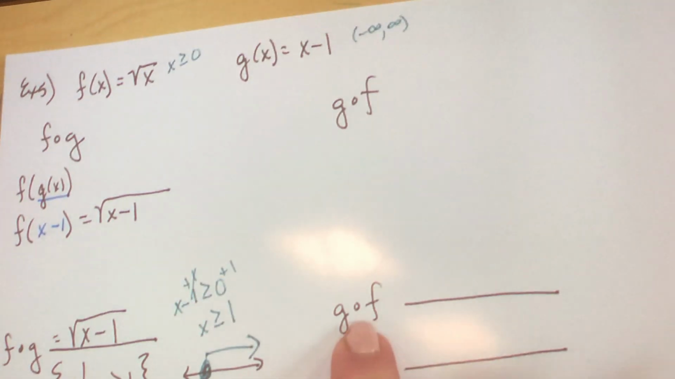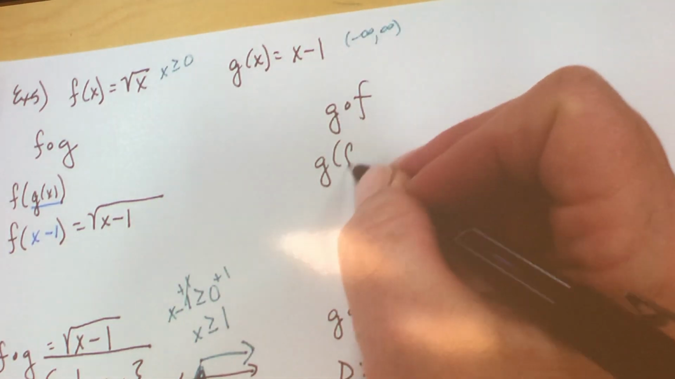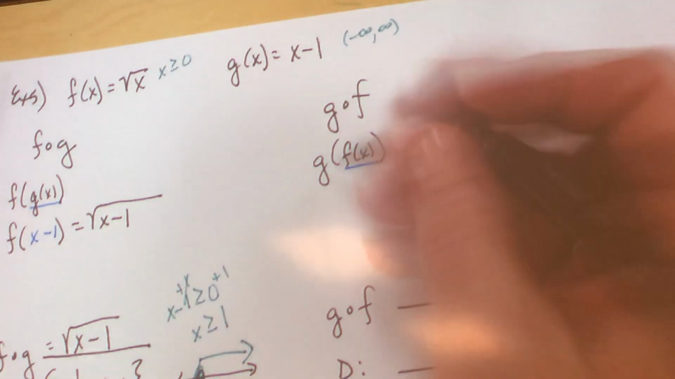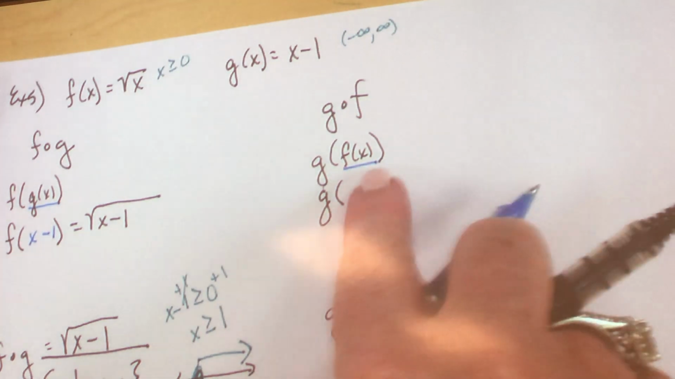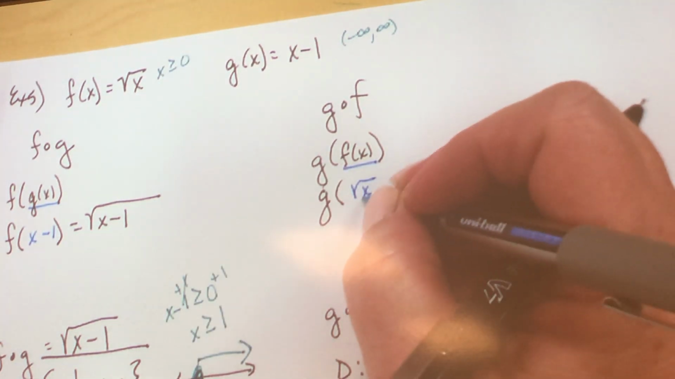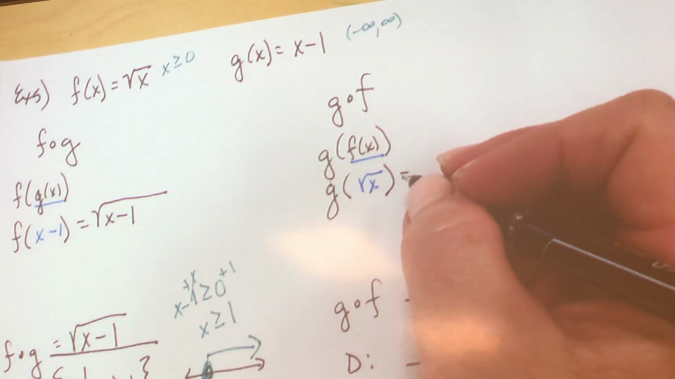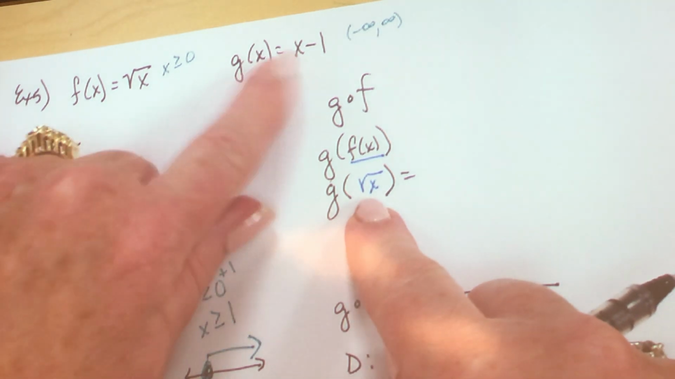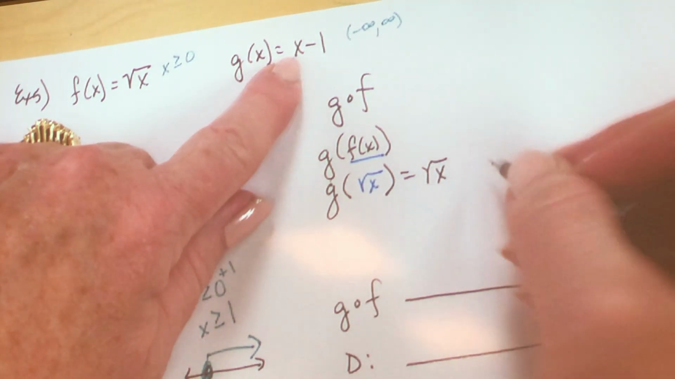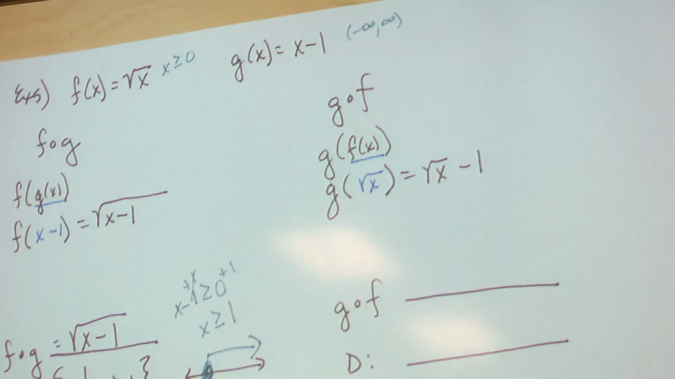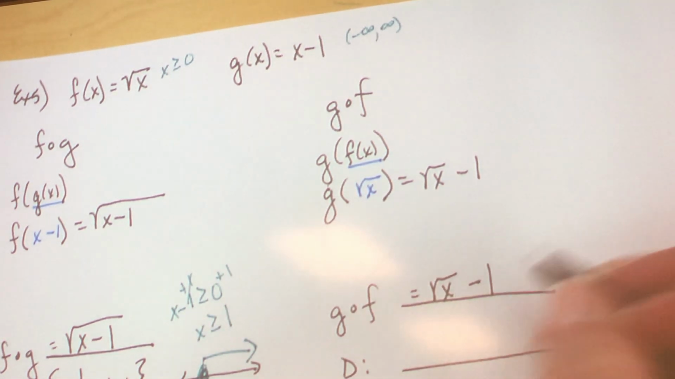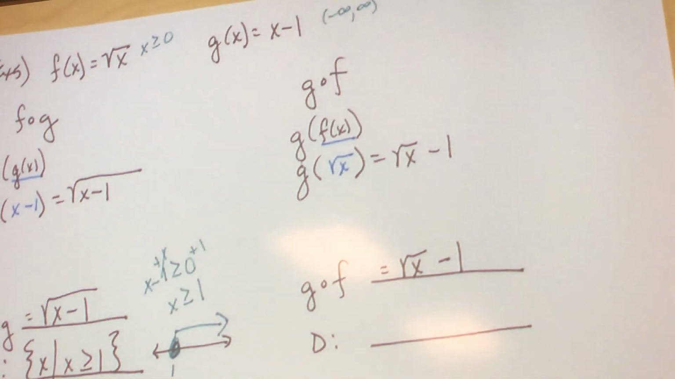All right, g of f of x. I'll plug it in there. So that's g of f of x, where f of x is the square root of x. I'm going to go to the g function, here it is. In place of x, I'm putting the square root of x. Square root of x minus 1. Does the minus 1 go into the radical? No, it doesn't. Okay, so there it is right there. Now, we've already done these.